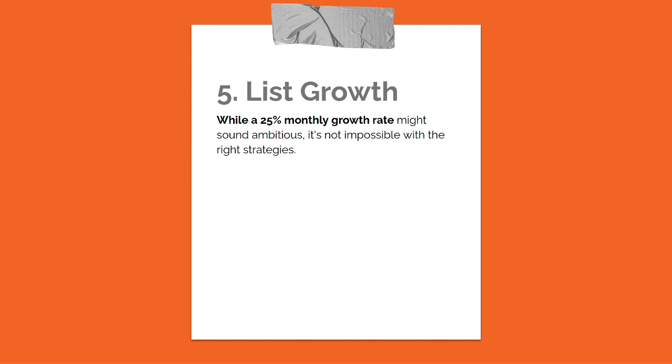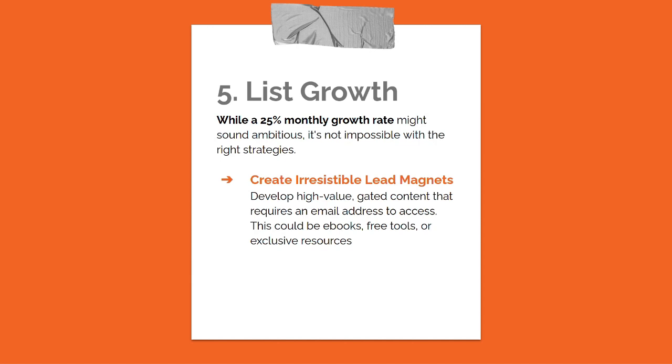Now, finally, let's speak about list growth. And now that we went into all the metrics in detail, we can figure out how to grow a list. So list growth, while 25% monthly growth rate might sound ambitious, it's actually not impossible with the right strategies. So first, you want to create an irresistible lead magnet. You want to develop a high-value gated content that requires an email address to access. This could be something like an ebook, free tools, or exclusive resources.